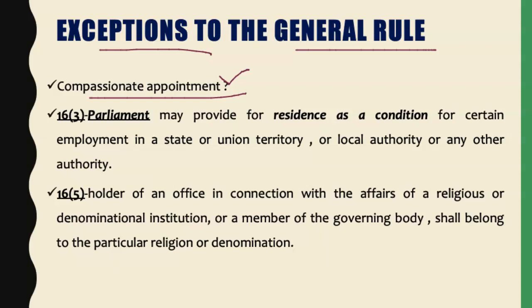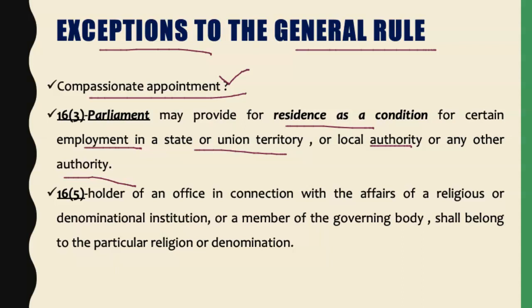Now if you read clause 3, Parliament may provide for residence as a condition for certain employment in a state or union territory or local authority or any other authority. Now what does clause 3 provide? Clause 3 provides that Parliament can provide residence as a condition for certain employment in the state, union territory, local authority or any other authority. यहाँ पे ये पावर सिर्फ पार्लियामेंट को दी गई है.